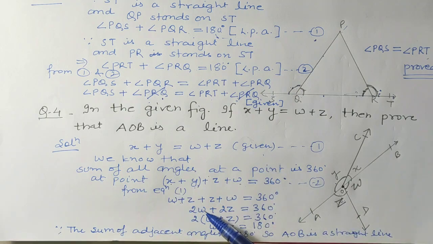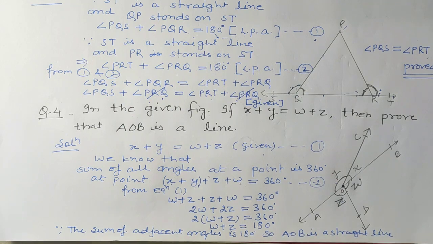So w plus w, 2w, z plus z, 2z, we have taken 2 as common, and then we have sent this 2 to the right hand side, so that we have got w plus z is equal to 180 degree. So the sum of adjacent angles is 180 degree. So AOB is a straight line. Now you can pause the video and note it down.